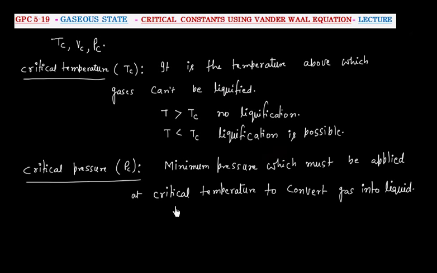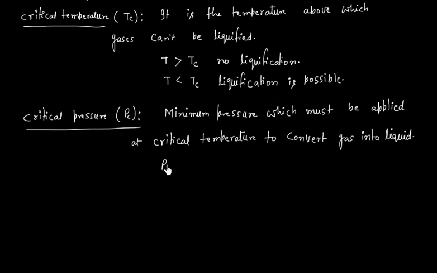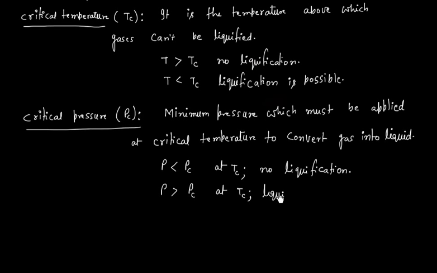So if I have a gas at critical temperature, we must apply minimum pressure of Pc to convert gas into liquid. If applied pressure is less than Pc at critical temperature, we cannot liquefy the gas. So in this case, no liquefaction. If applied pressure is greater than critical pressure at critical temperature, liquefaction is possible.